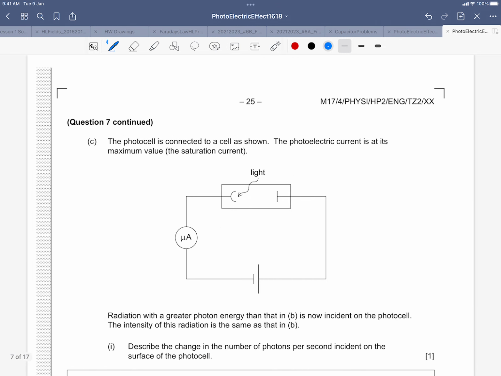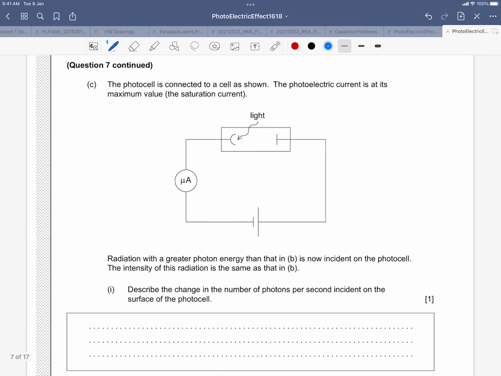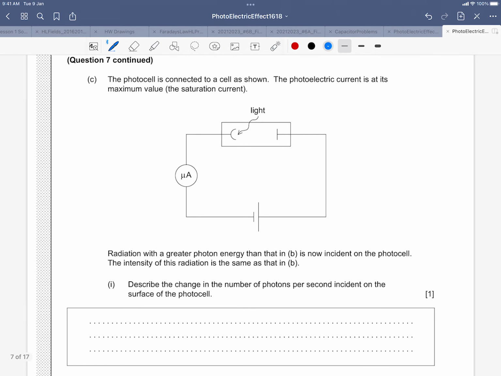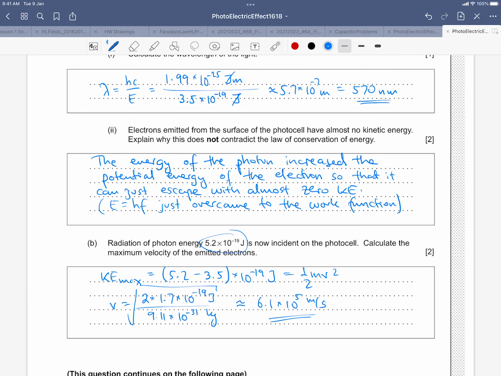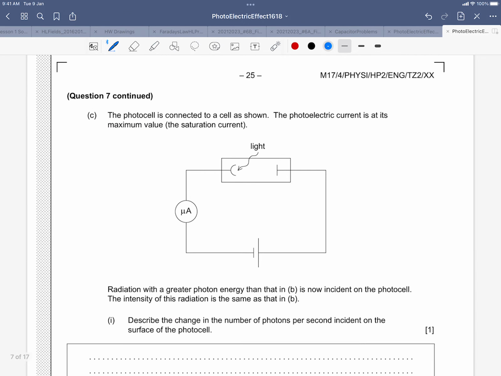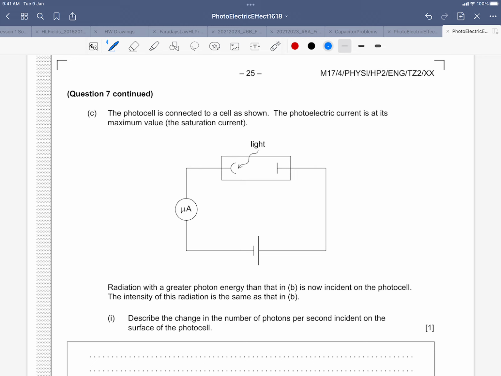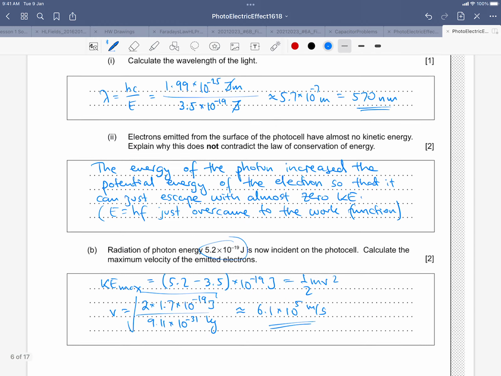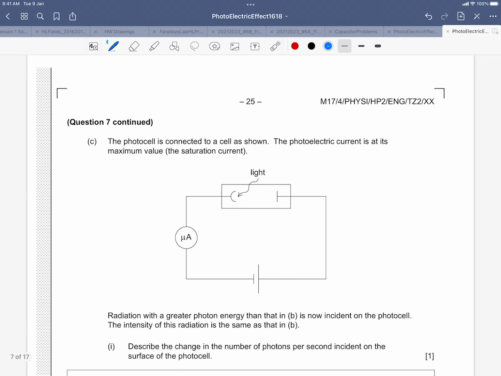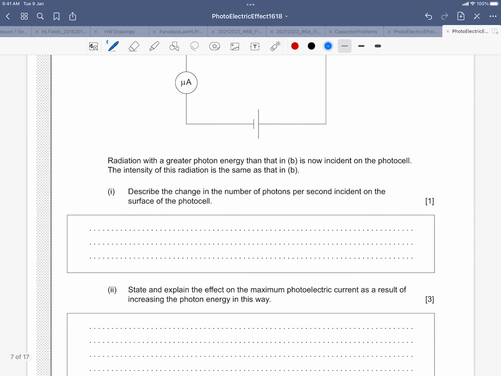Okay, we continue. We have a radiation with a greater photon energy than in B. So in B, we've got the high energy photons that create a current, but now we're going to shine even more energetic light on. However, the intensity is the same. Describe the change in the number of photons. Okay, well, if the intensity is the same, we have the same amount of total energy. That's very important to understand.